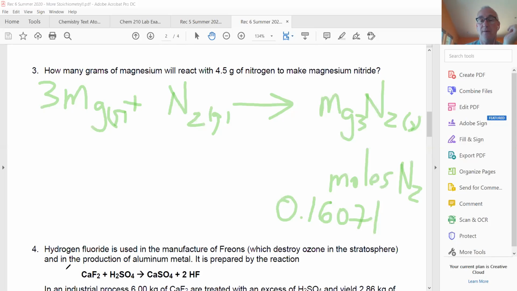So we already know how many moles of product we're going to get. It's limited by the number of moles of nitrogen. So what's the ratio of moles of nitrogen to moles of product? 1. So how many moles of product am I going to get?